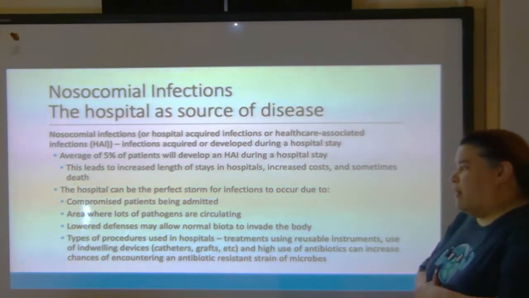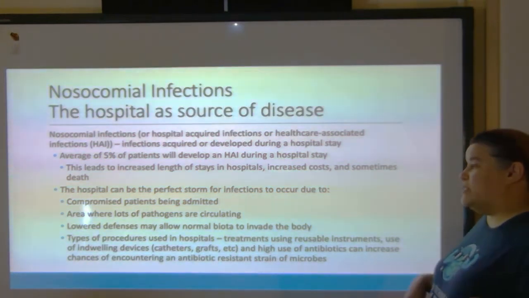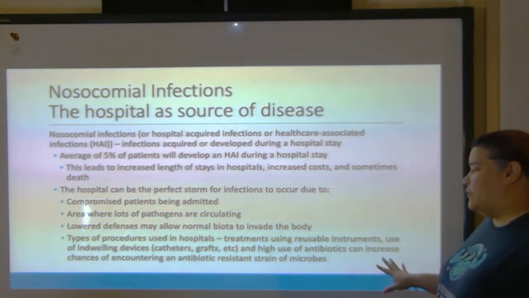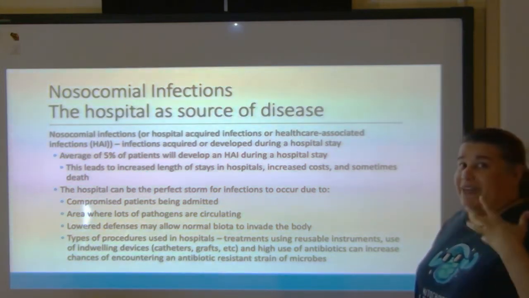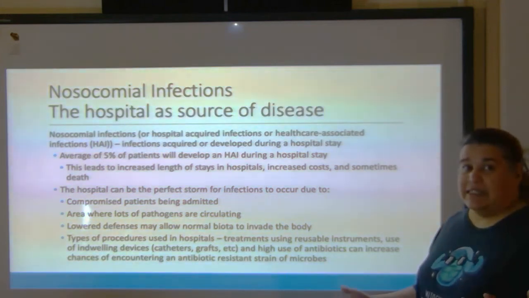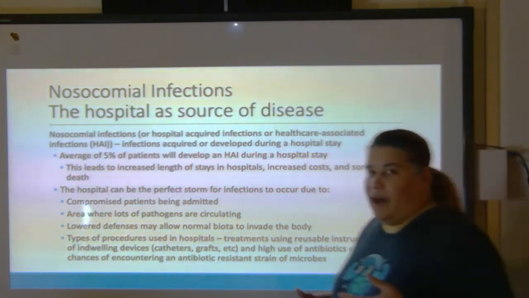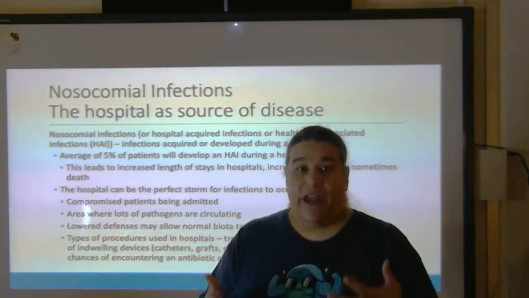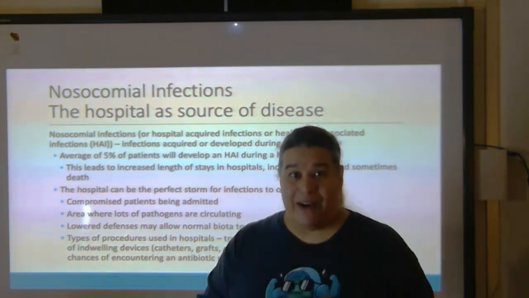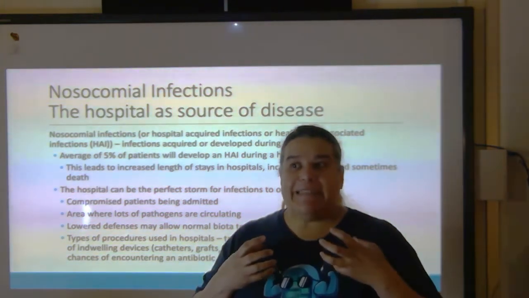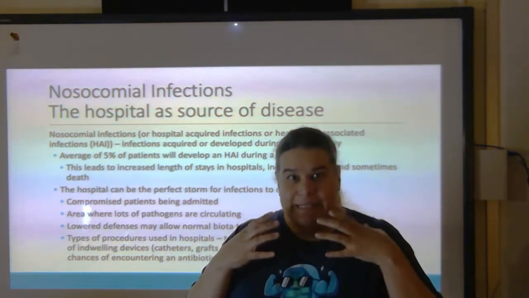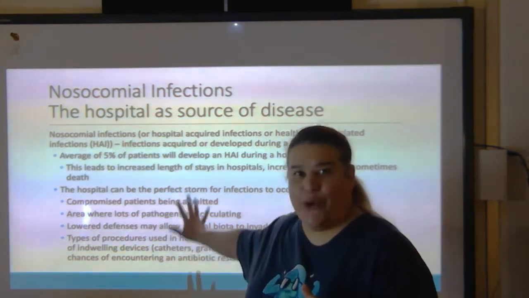Types of procedures used in hospitals. Treatments using reusable instruments, indwelling devices like catheters or even skin grafts, and high use of antibiotics can actually increase the chances of encountering some type of antibiotic resistant strain of a disease. Again, if somebody's already in the hospital and they're being treated and it's not working, I'm going to keep trying different things. And as I try those different things, I'm selecting for things that are antibiotic resistant. It's not intentional. I don't want you to think hospitals are doing this on purpose, because that's not it. But it does happen because, like I said, it's the perfect storm.